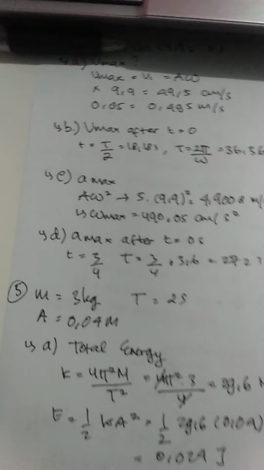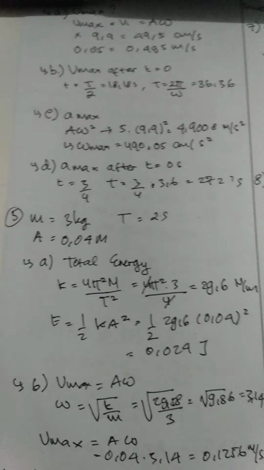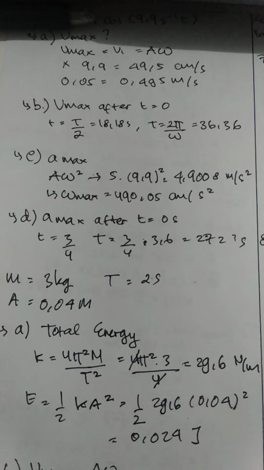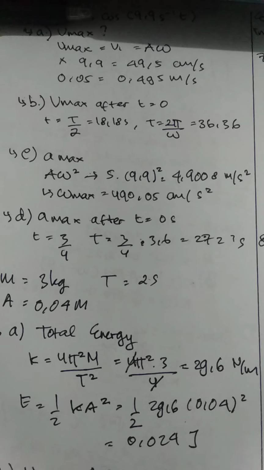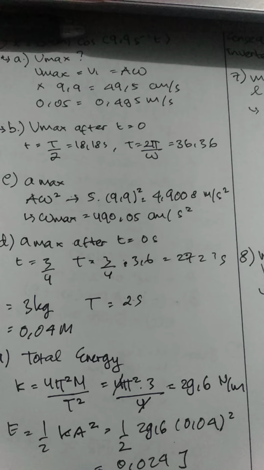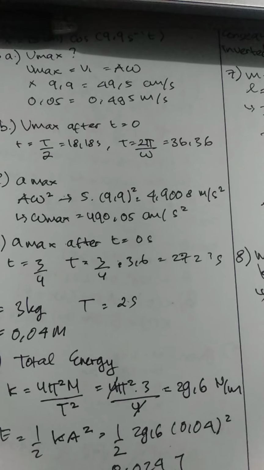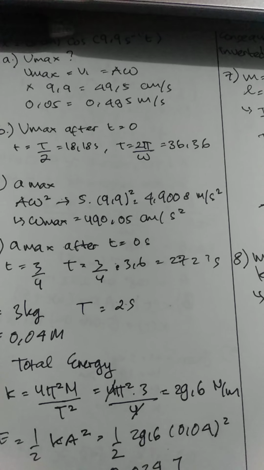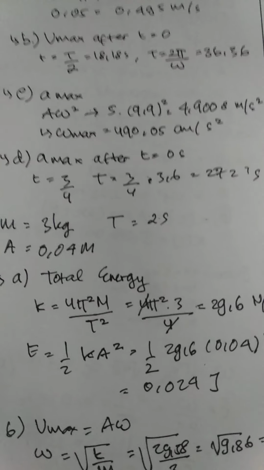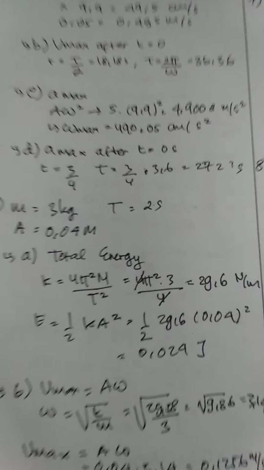And the next question, what is the maximum acceleration of the object? A max, acceleration max, the formula is amplitude times omega square. So we just substitute: 5 times 9.9 square equals 5.9008 meter per second square, which is 590.05 centimeter per second square.